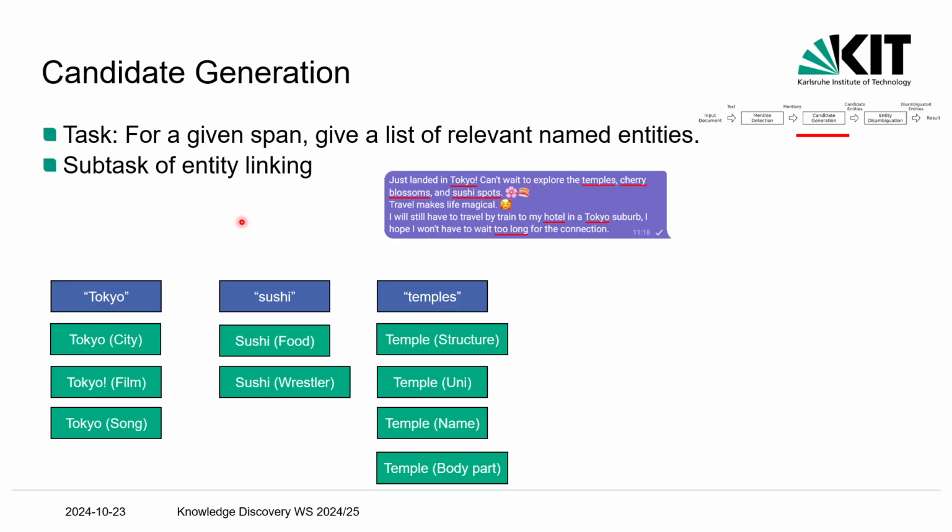And this here is honestly mainly used as a subtask of entity linking because that's the main use case that it's used for. So for Tokyo, we can find, as we had before in our knowledge graph, the city, the film, the song. For sushi, the food, as well as the wrestler with the nickname of sushi. But we can also have different things, such as for temples that we had before, we can get temple, the structure, which is probably what we're looking for. Temple is apparently also a university. You can also have it as a name. It's a surname, if I'm not mistaken, or it's part of your body.